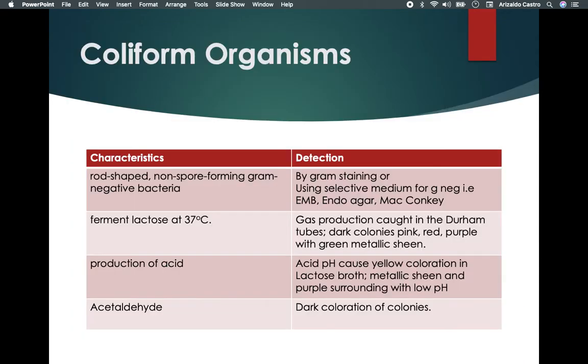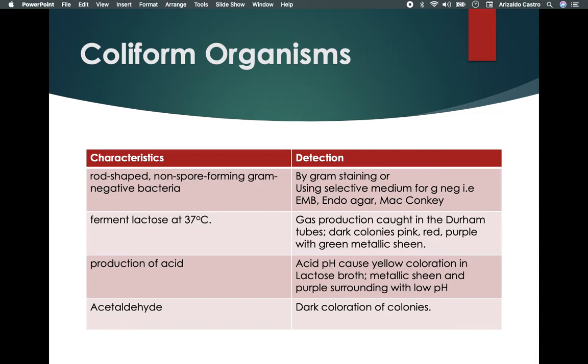Okay, I've discussed this already, the characteristics of coliform organisms. We talked about cellular morphology. Most of them are rod-shaped, non-spore forming, and they are all gram-negatives. They can ferment lactose at 37 degrees Celsius, and in the confirmatory test, you can check on the production of acid and gas. Okay, and then also acetaldehyde is actually related to coliforms, the production of this compound.